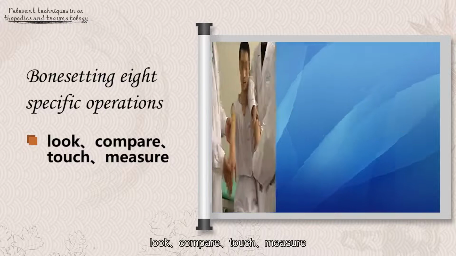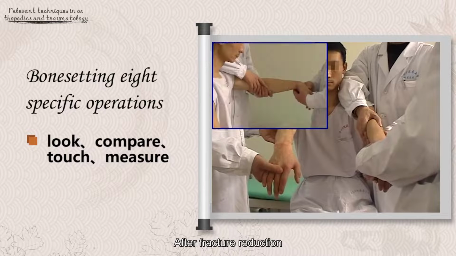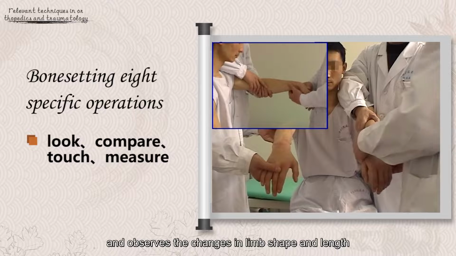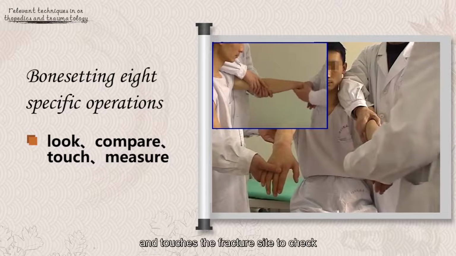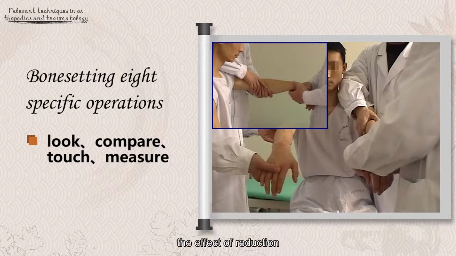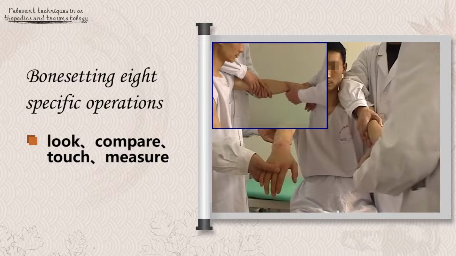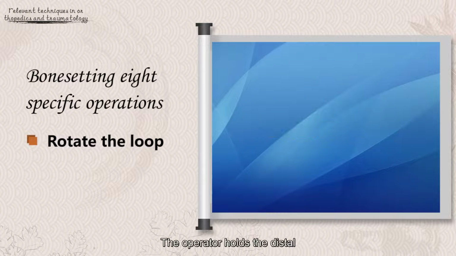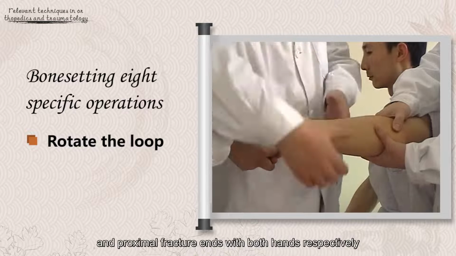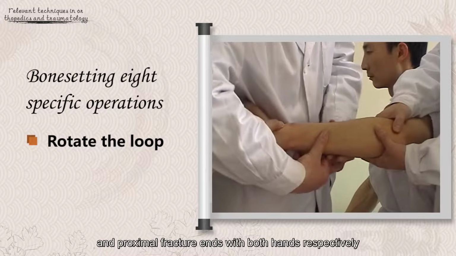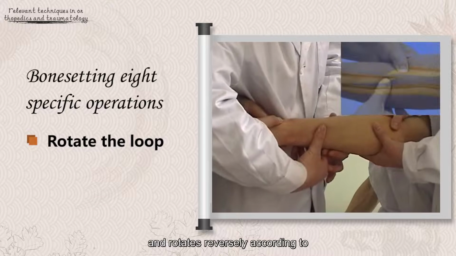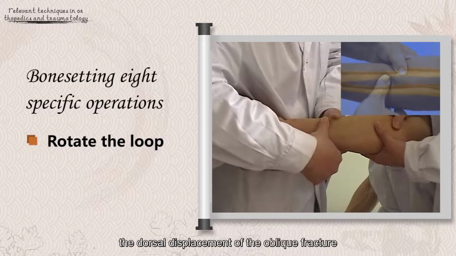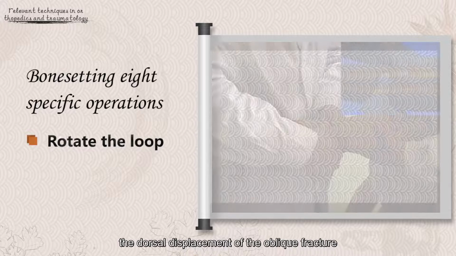Look, compare, touch, measure. After fracture reduction, the operator compares and observes the changes in limb shape and length, and touches the fracture site to check the effect of reduction. Rotate the loop. The operator holds the distal and proximal fracture ends with both hands respectively. Rotate reversely according to the displacement direction. Set the ends opposite to each other to correct dorsal displacement of oblique fracture.